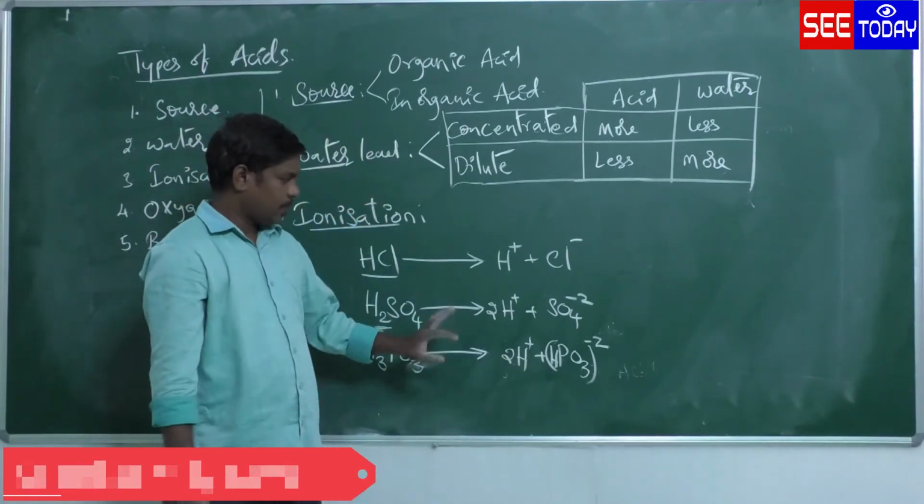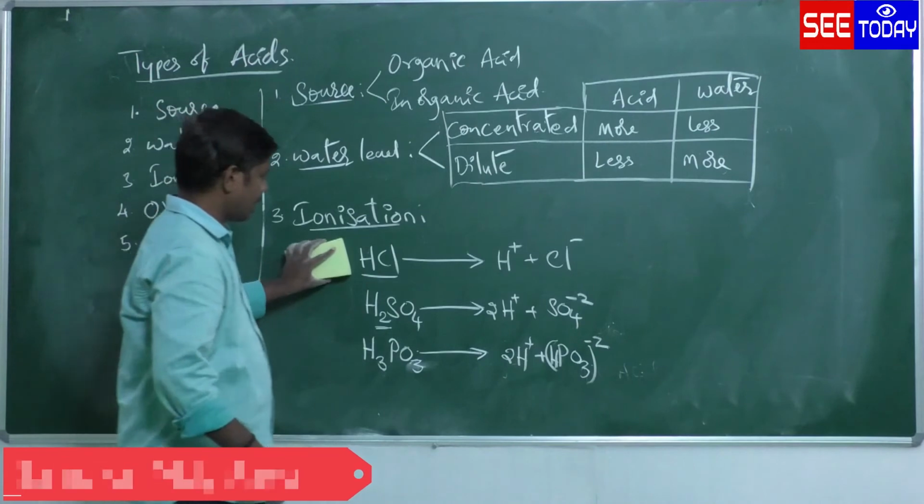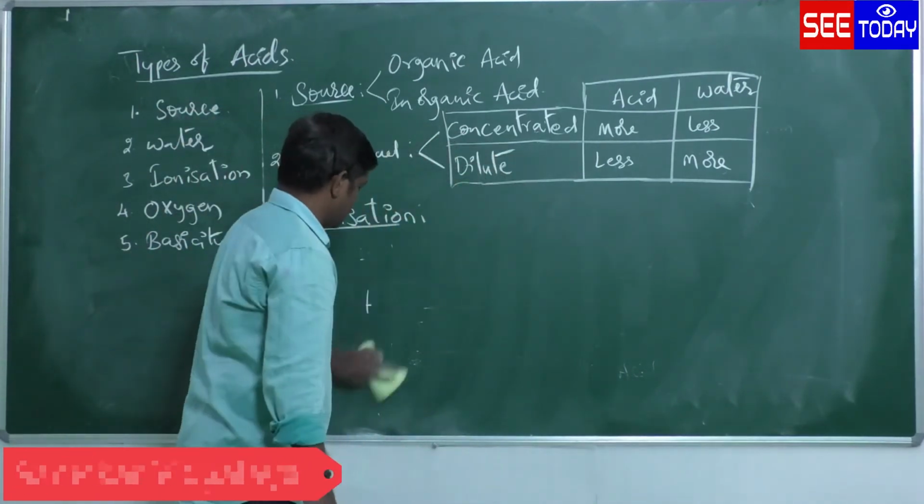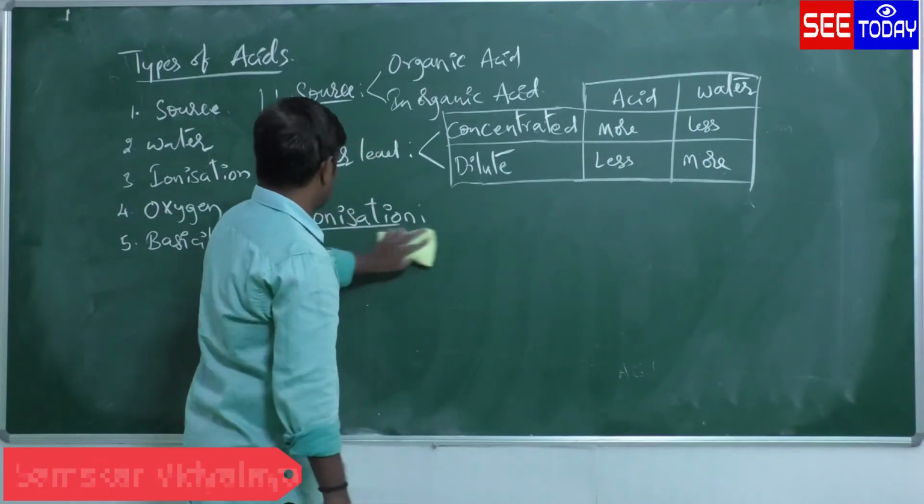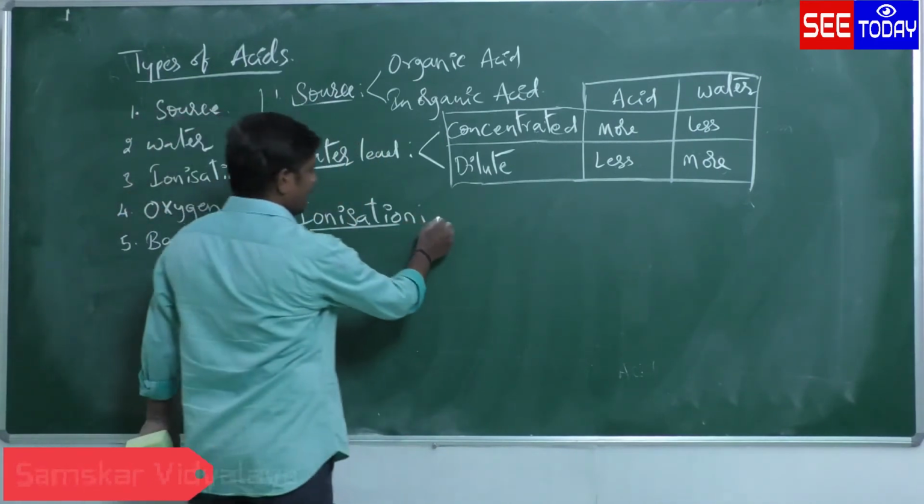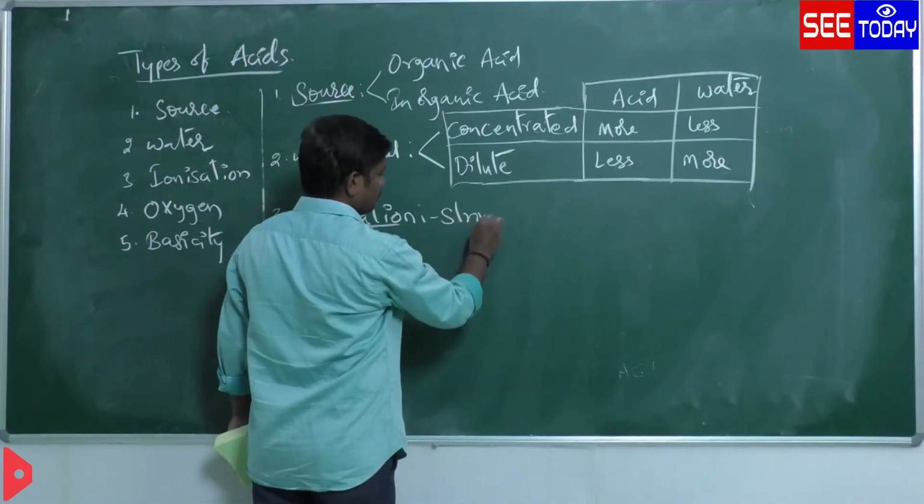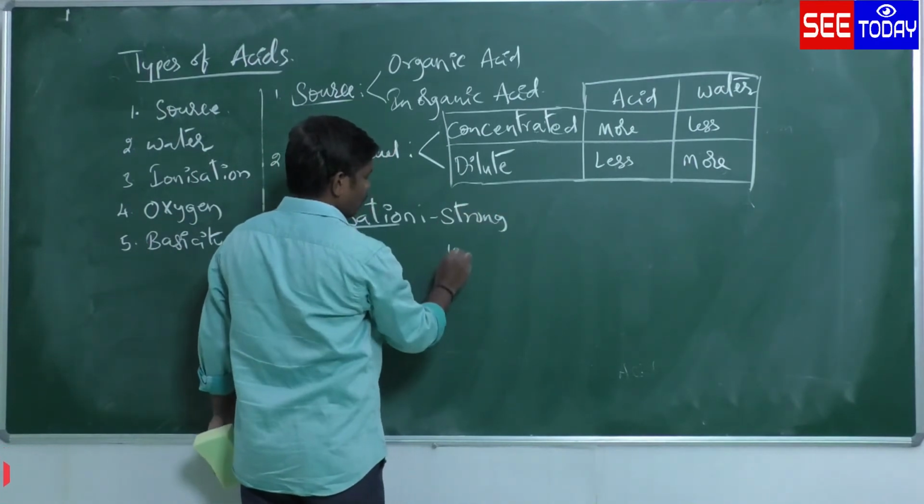So based on this type of ionization, acids are divided into strong and weak.